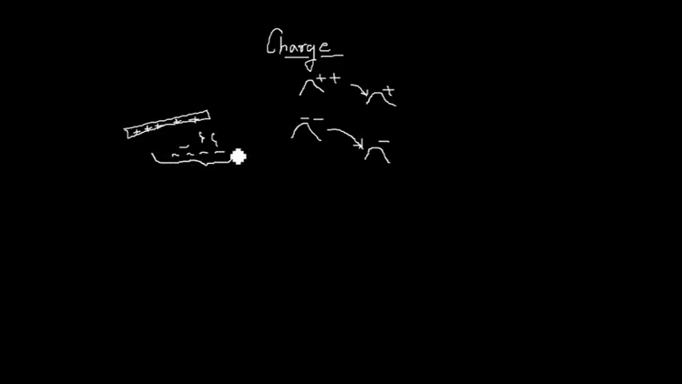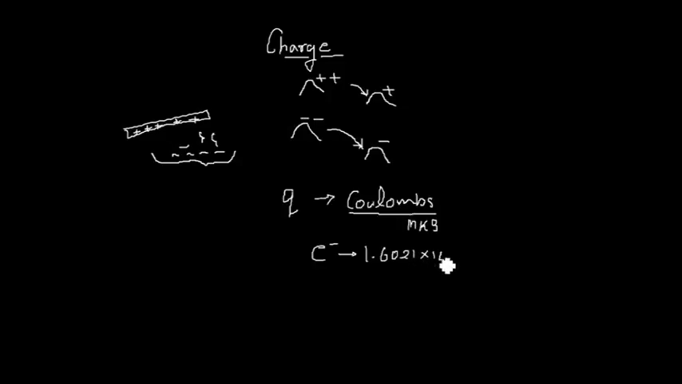We are not new to this concept, but now in our electrical circuits we have to extend our knowledge about charge, and we will go further and learn some new things about charge. Charge is represented by Q and the unit of charge is coulombs in the MKS system. If we consider one electron, the charge on one electron is 1.6021 into 10 to the power minus 19, and the unit is again coulomb.